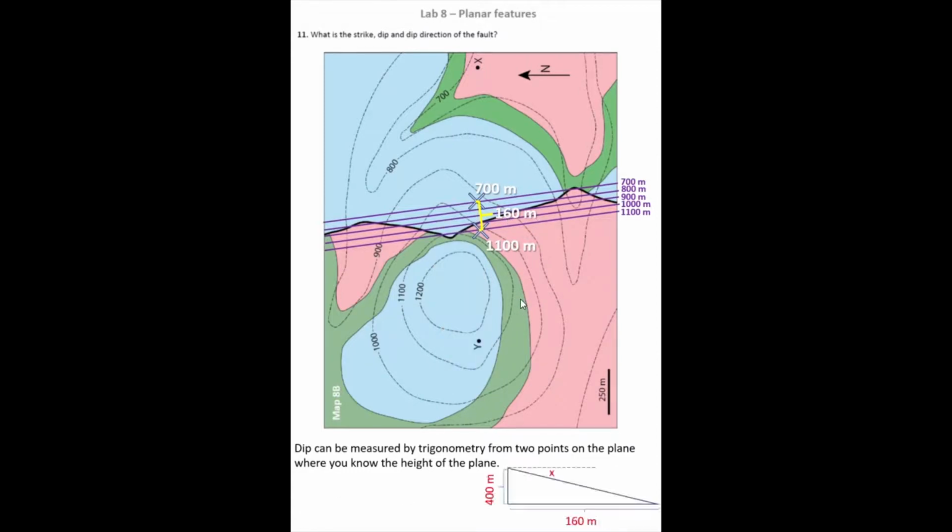So using our conceptual triangle again, we can calculate the dip amount of that fault plane as the inverse tangent of the opposite over the adjacent. So inverse tangent of 400, which is the height change, divided by 160, which is the horizontal distance. And that tells us that the fault has a dip of 68 degrees.